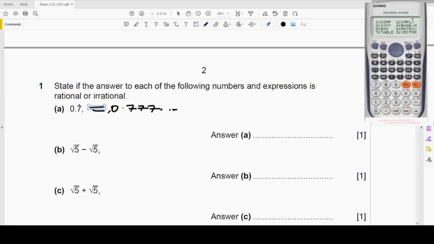All right, now one thing we know about rational numbers or irrational numbers as well is that a number is rational if it is a decimal and the decimals are recurring. So recurring means they repeat themselves. Like the one we have over here, the 7s are repeating themselves, so that means we have a recurring decimal. So this is recurring, and therefore 0.777 and so on is rational.